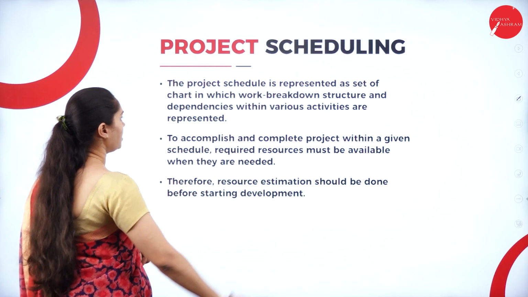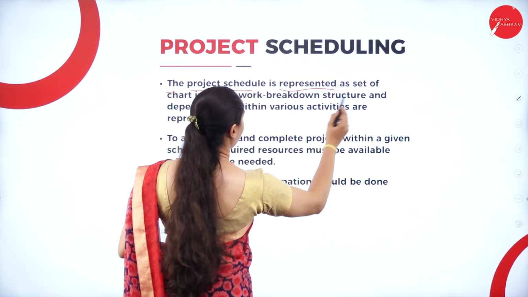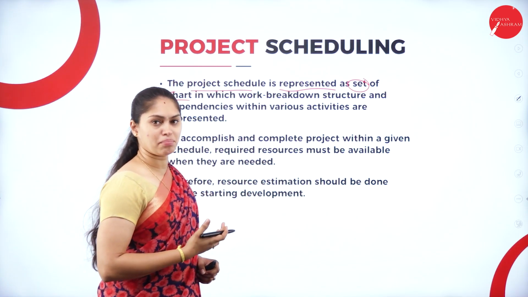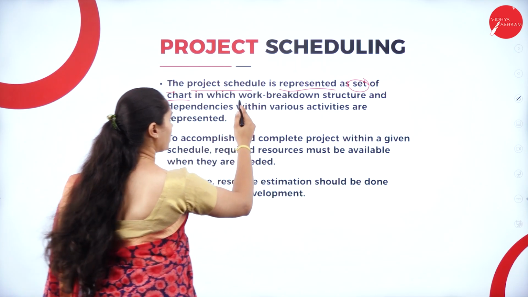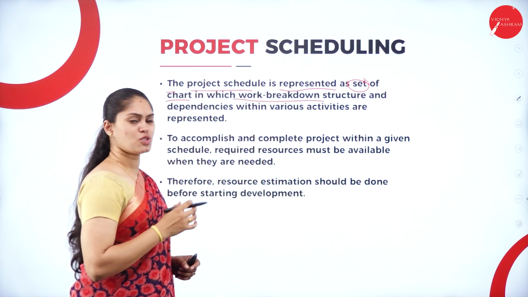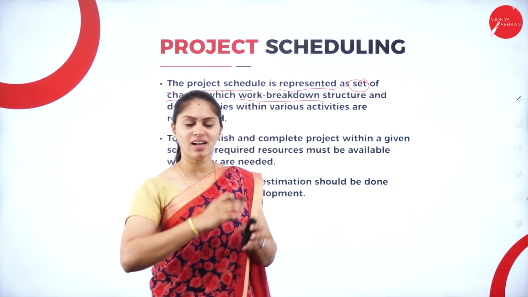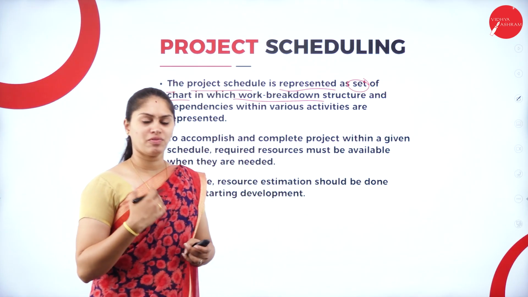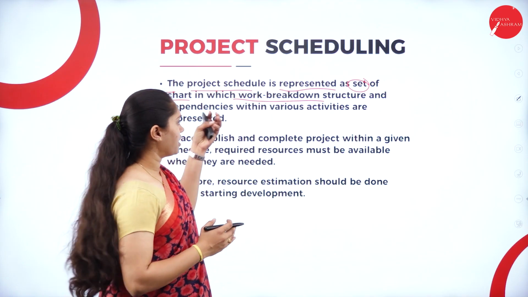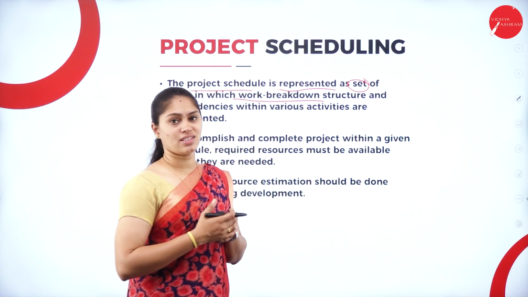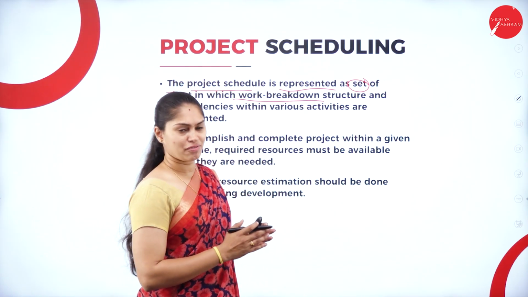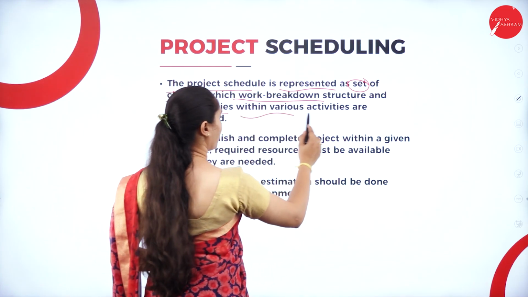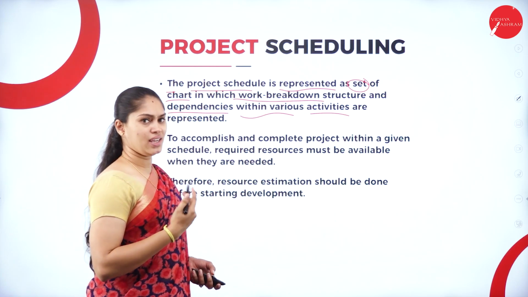So next we'll see the project schedule is represented as a set of charts. What are we representing then? It is going to include the work breakdown structure. We should not consider a complete project as a single unit; it needs to be divided. So we have to use a method called divide and conquer in order to reduce the complexity of a project. And it also specifies the dependencies between various activities that will be represented.